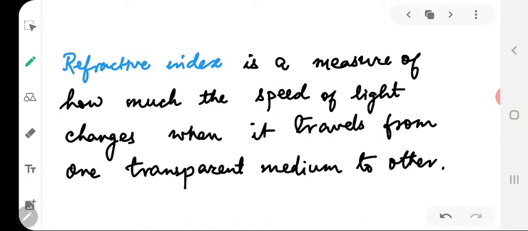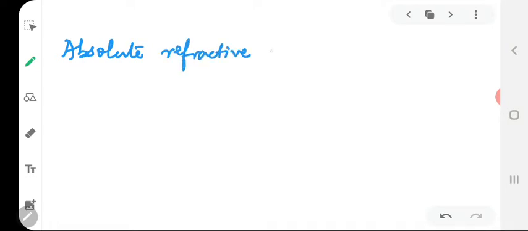If medium 1 is vacuum or air, then the refractive index of medium 2 is called its absolute refractive index. So let us learn about the two terms, namely absolute refractive index and relative refractive index, more explicitly. Beginning with absolute refractive index.